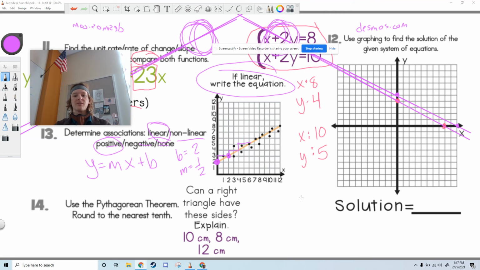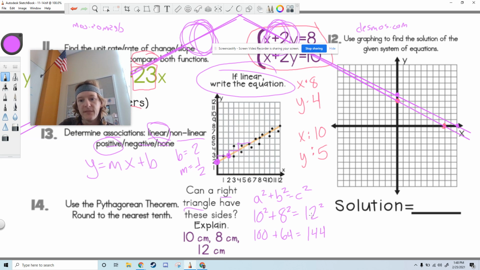For number 14, we need to use the Pythagorean theorem, which is what we are starting in class this week. We learned that a squared plus b squared equals c squared. So c is always our longest side. Is it possible that we have a right triangle that uses these sides? 10 squared plus 8 squared, is that 12 squared? Well, let's see. This is 100. This is 64. And this is 144. Is 164 equal to 144? Nope. So this is not possible.